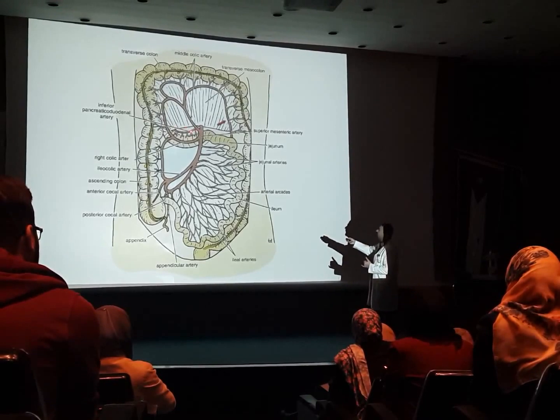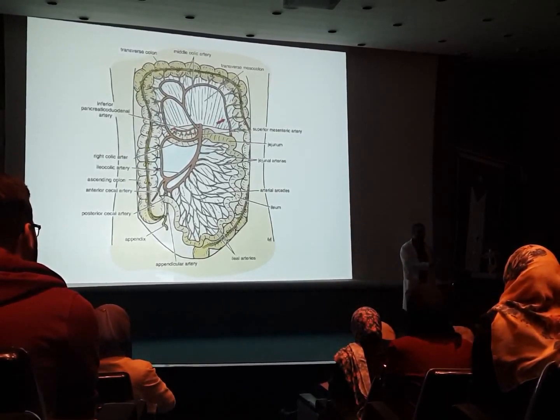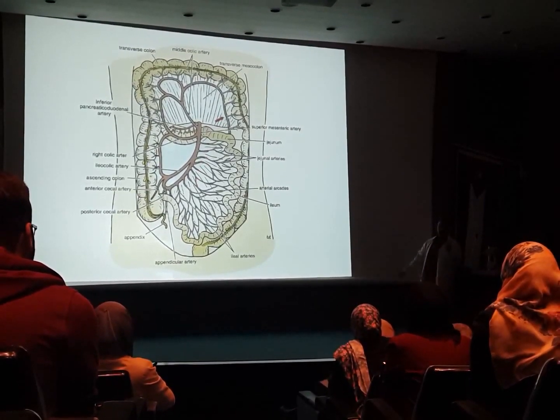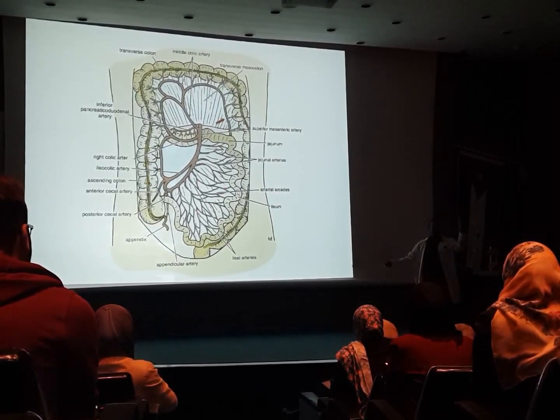Inferior pancreaticoduodenal artery. Why do I need it? To the lower part of duodenum. Then you will have several branches where? To the jejunal branches.